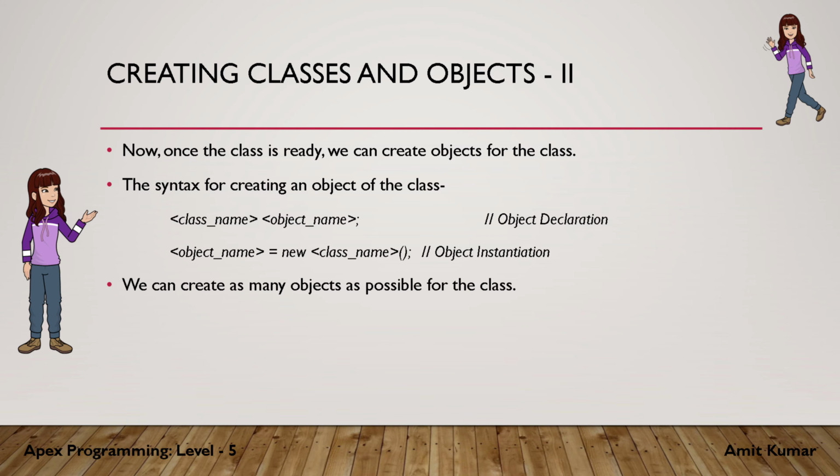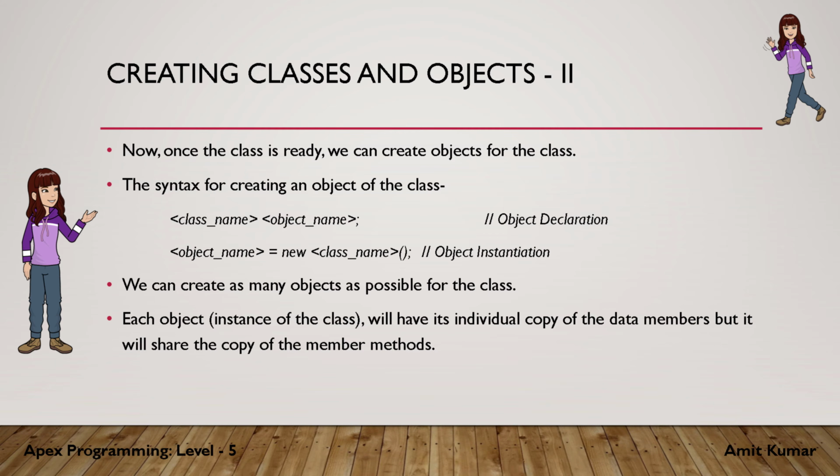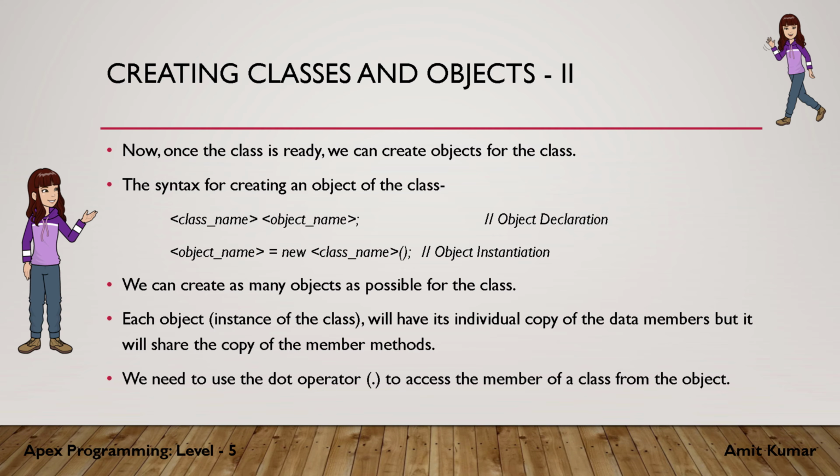But after the syntax, it's clear that we can create as many objects as possible for the class. Each object or instance of the class will have its individual copy of the data members, but it will share the copy of the member methods. And we need to use the dot operator to access the member of a class from the object.